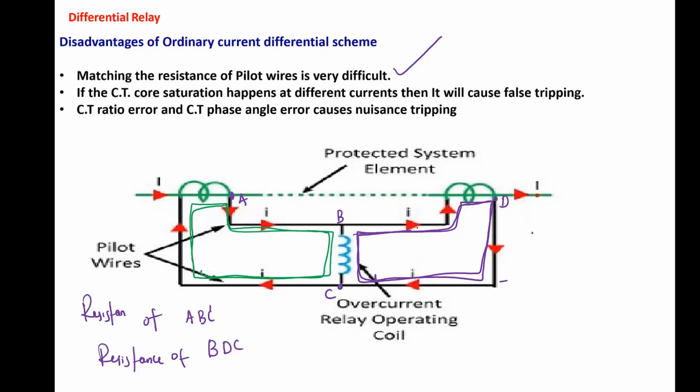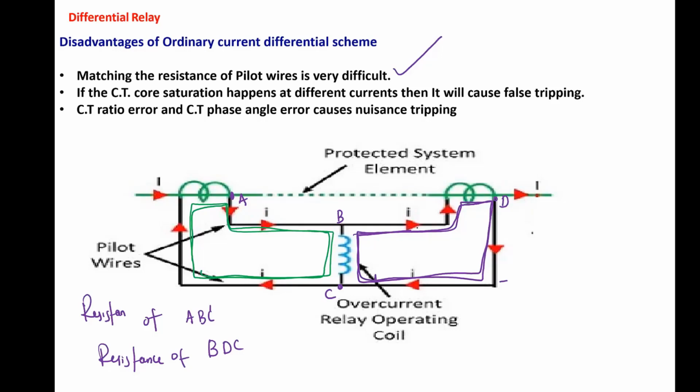If the resistance of these two paths is different, then what will happen? Even though there is no fault, the currents will become unbalanced and the relay operating coil will carry some non-zero current. If that exceeds the pickup value, it will cause nuisance tripping. What is nuisance tripping? The tripping that is caused without any fault is called nuisance tripping. Okay, so matching the resistance of these pilot wires that I have drawn in green and pink is very difficult.